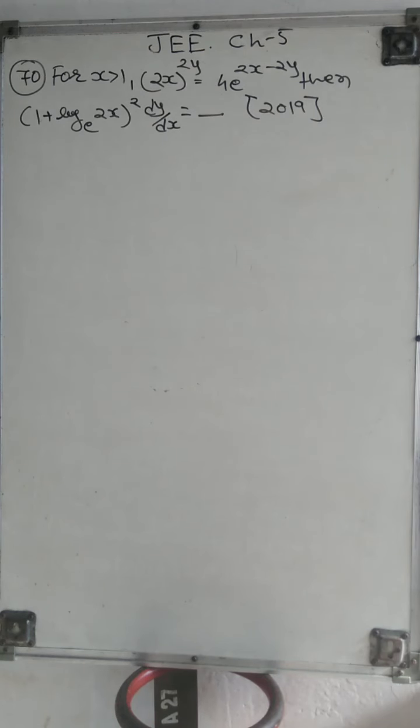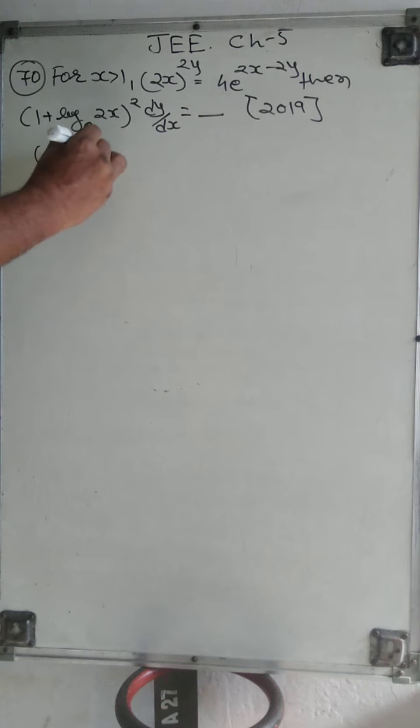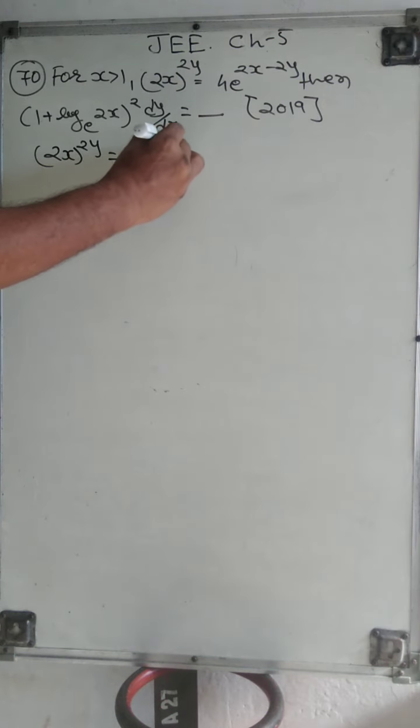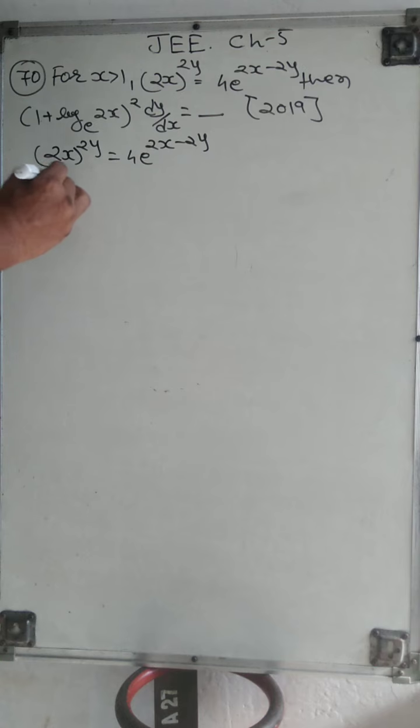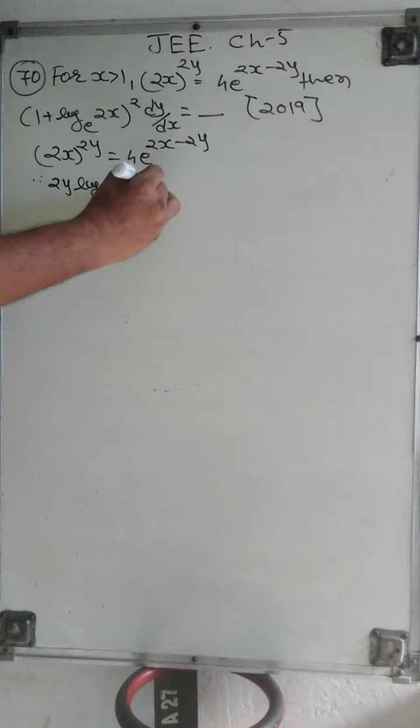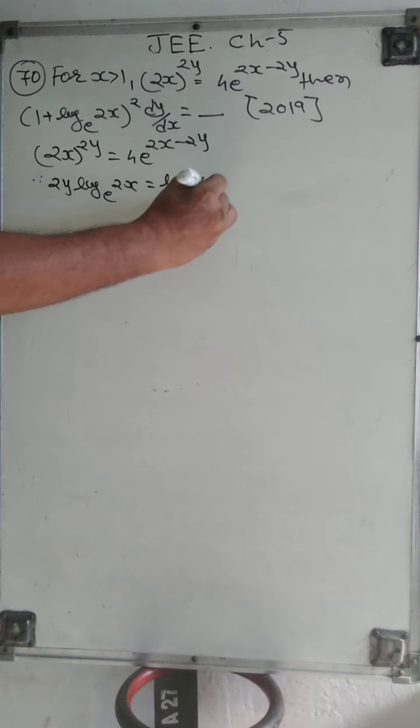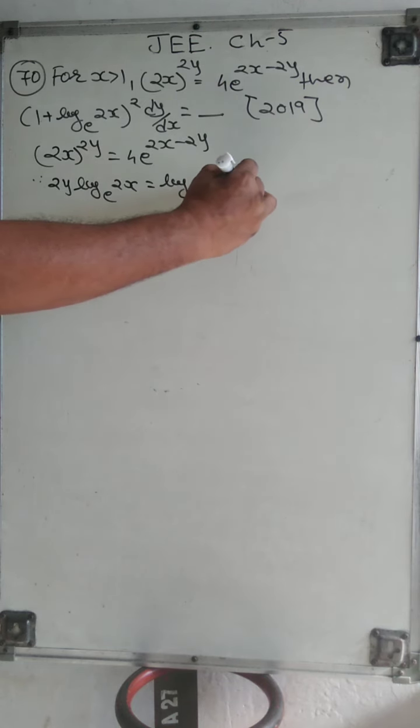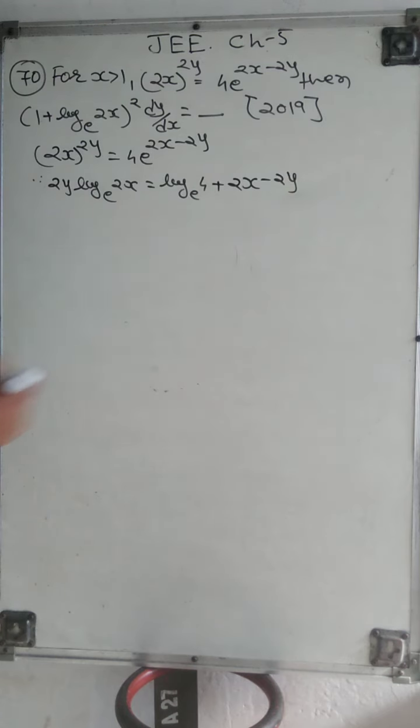70 question. For x is greater than 1, 2x raised to 2y equal to 4 e raised to 2x minus 2y, then 1 plus log 2x to base e square into dy upon dx is dash. Here we take 2x raised to 2y is equal to 4 e raised to 2x minus 2y, taking log both the sides, then 2y log 2x to base e is equal to log 4 to base e plus 2x minus 2y, right?